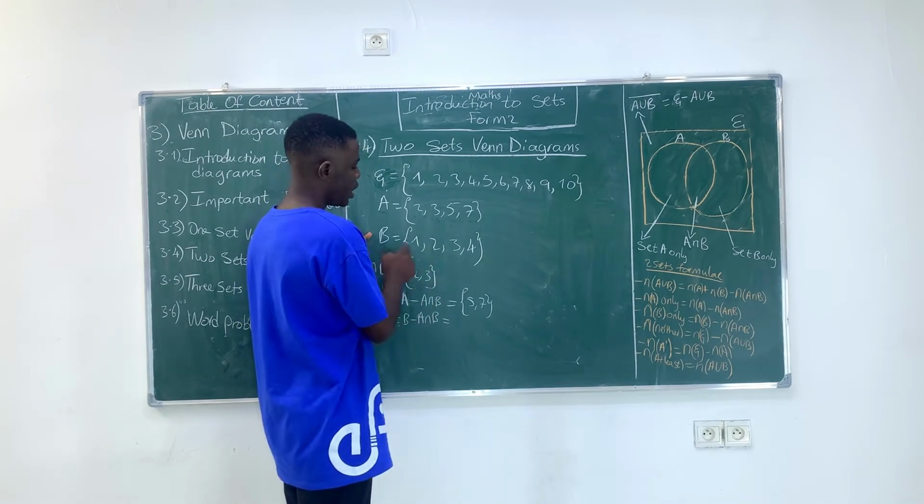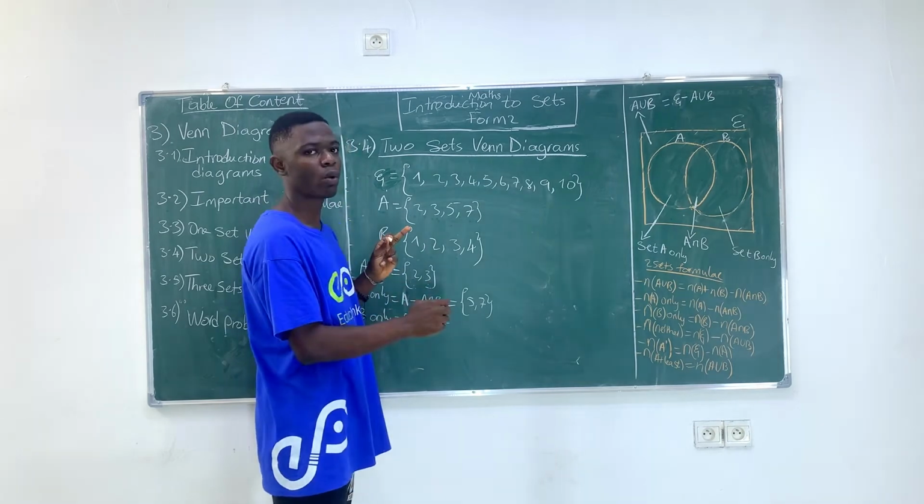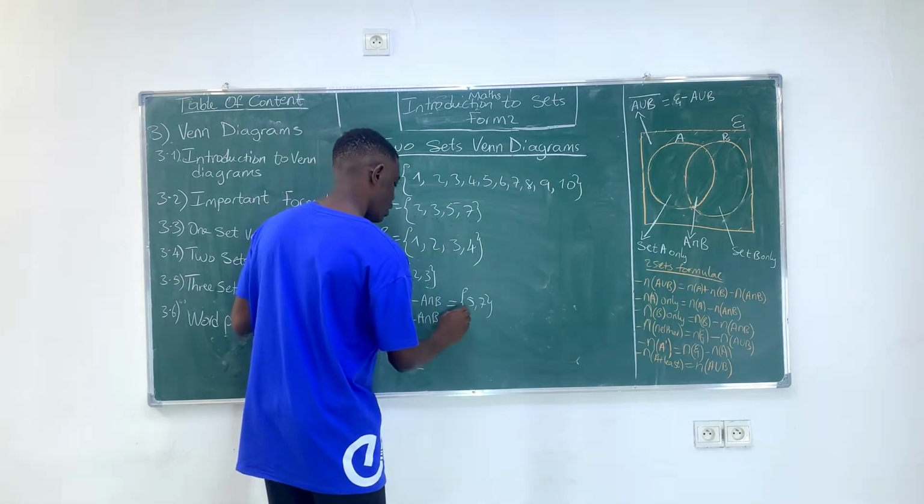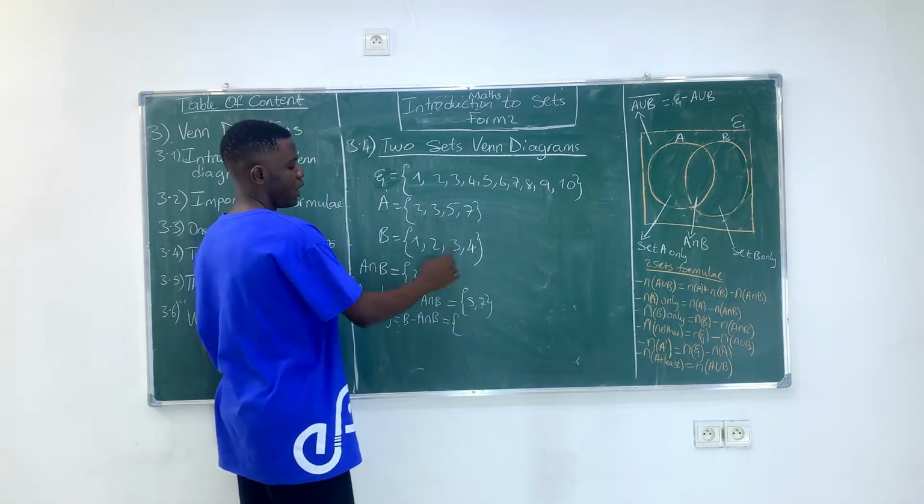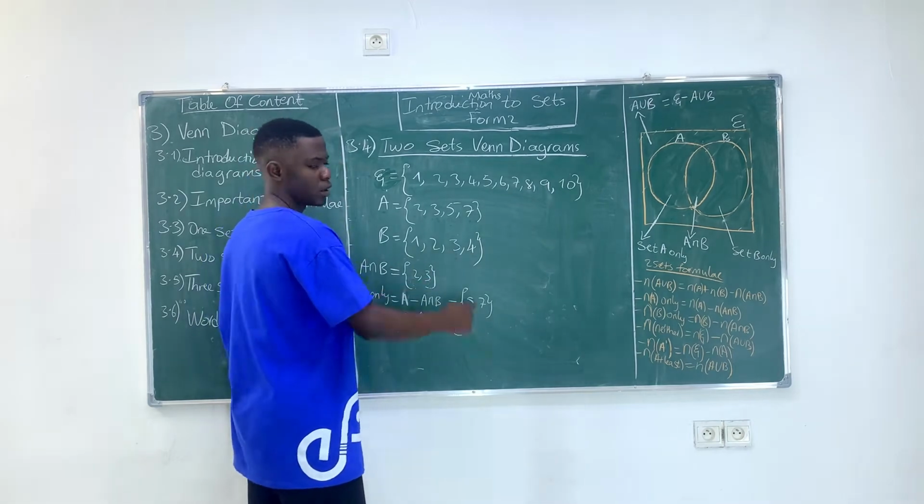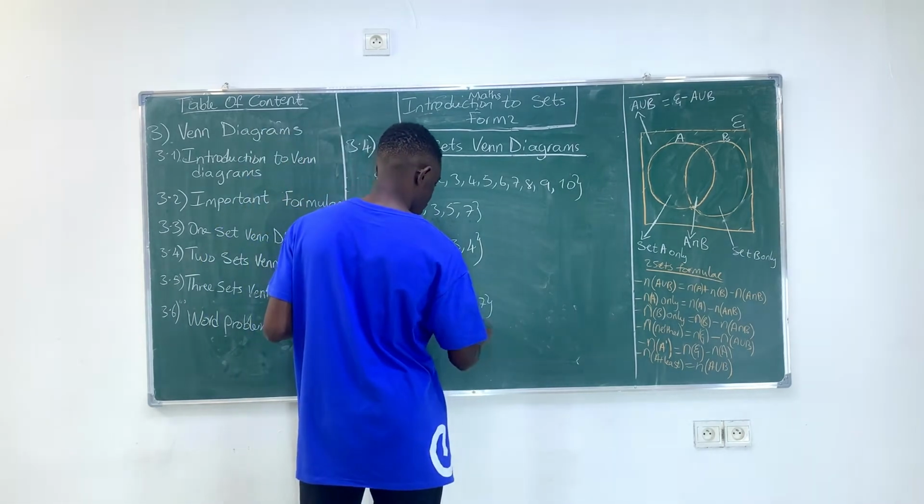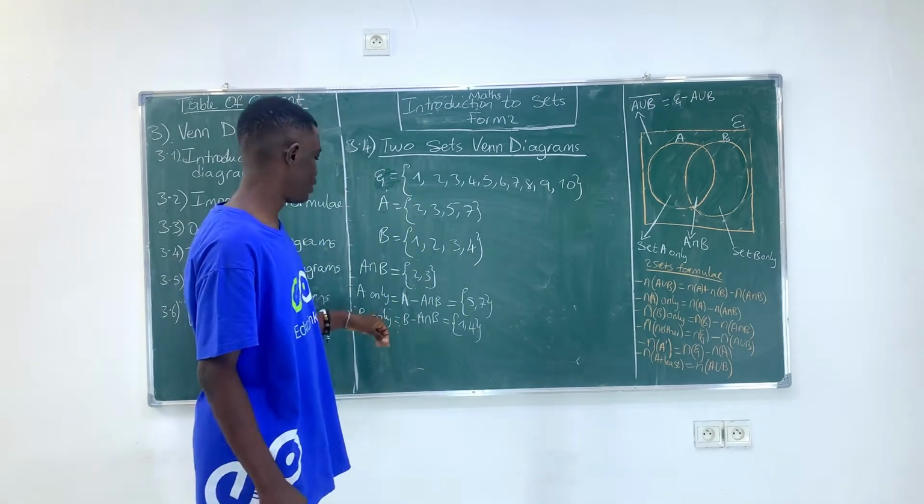Inside this B we have 1, 2, 3, 4. If we remove the A intersection B from it, what will we be left with? So from here I remove 2, and I remove 3. I'll be left with only 1 and 4. So I write 1 and 4, then is my B only.